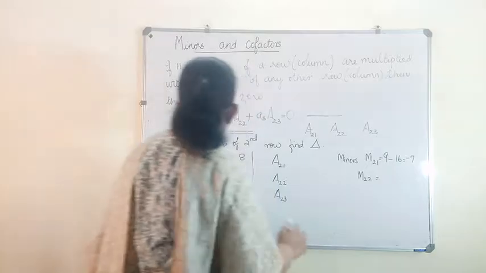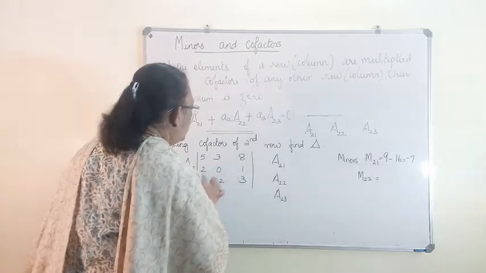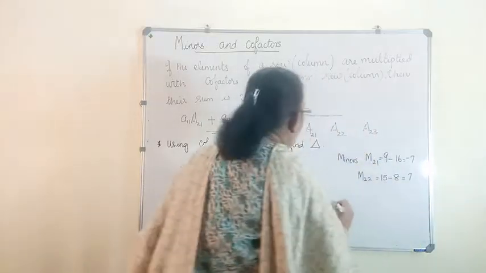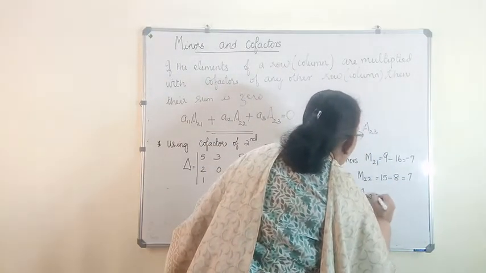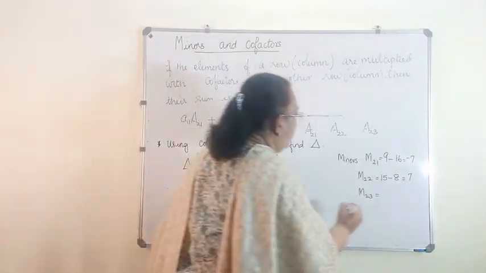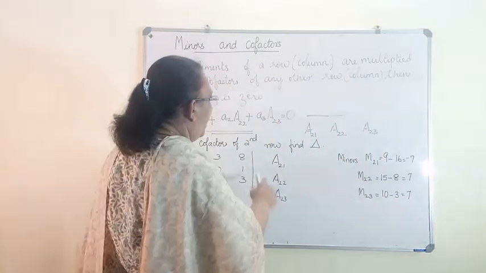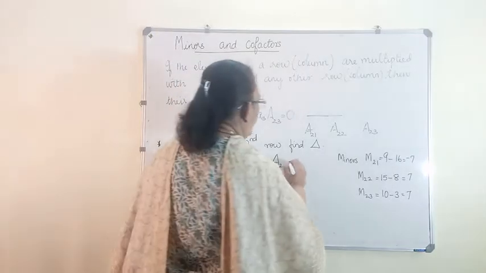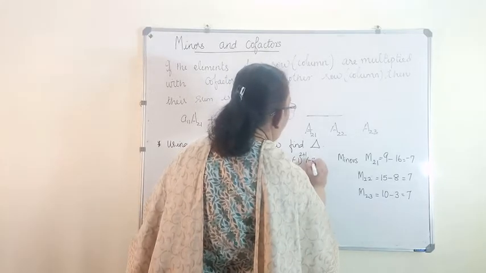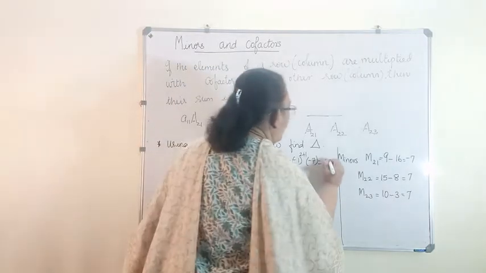M22 is second row, second column. It will be 15 minus 8, which is equal to 7. M23 is second row, third column. 10 minus 3 is equal to 7. So, what is A21? A21 is equal to minus 1 raised to 2 plus 1 into minus 7. This is minus of minus, plus 7.